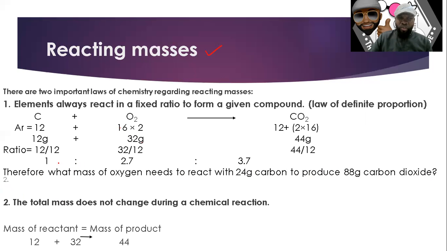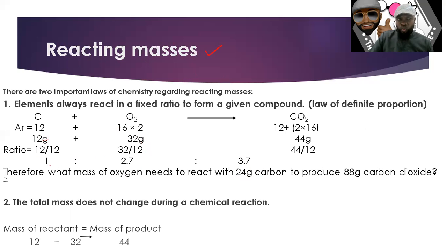Well, we can do this mentally quite easily, because we know that 12 grams of carbon reacts with 32 grams of oxygen. So if we've got 24 grams of carbon, it stands to reason that that represents a double amount, 2 times 12. So obviously my oxygen will double as well. So that would be 64 grams of oxygen.